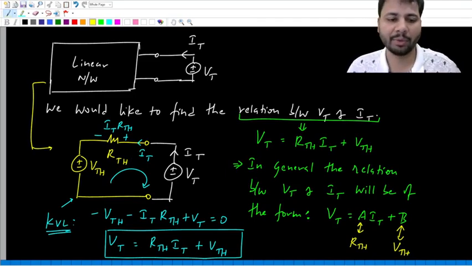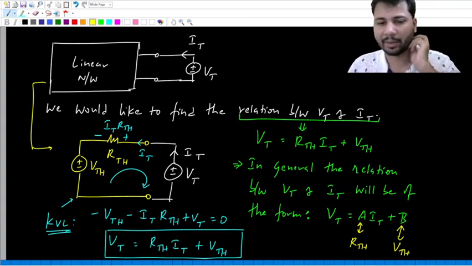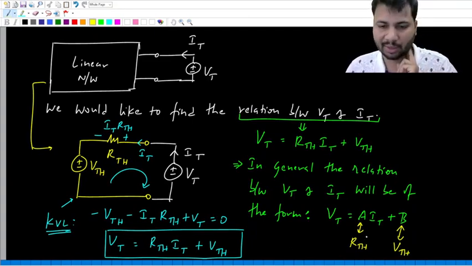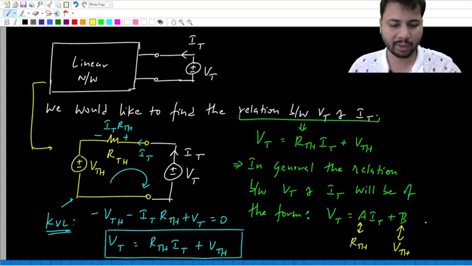That is the relation between Vt and It. Vt equal to A It plus B, where A is Rth, the Thevenin resistance, and B is the Thevenin voltage, that is Vth.